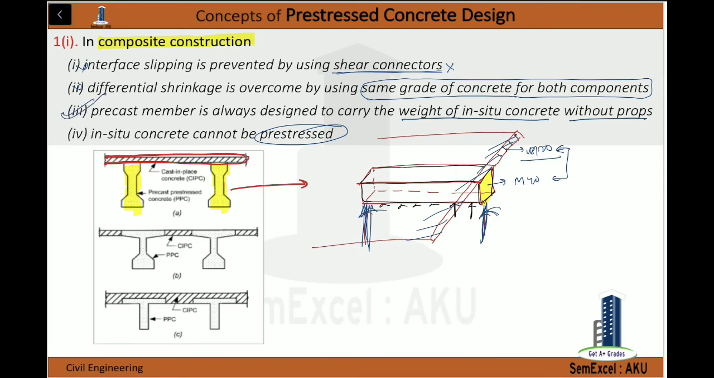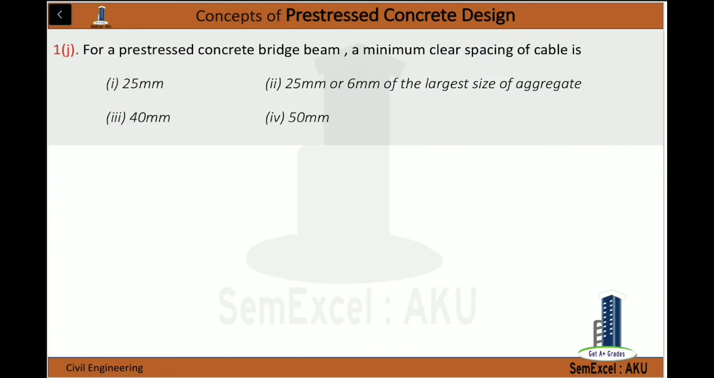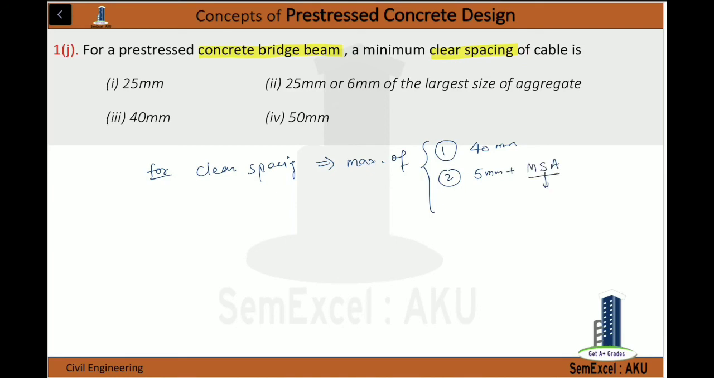Let's move to the other question. Here, in a pre-stressed concrete bridge beam, what is the minimum clear spacing? Please remember, clear spacing is equal to the maximum of two things. First is either 40 mm and second is 5 mm plus maximum size of aggregate. If the maximum size of aggregate is 40 mm, then we will provide 45 mm clear spacing.